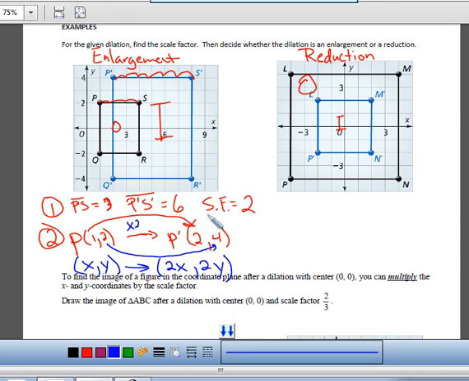Alright, and we've already done a little of this in class, so this should all start to make some sense to you. Now for the reduction. Remember, with a reduction, we're looking for a number between 0 and 1. So we're looking for a fraction or a decimal, okay? Alright, so the first strategy is to, again, use a side. So side LM.